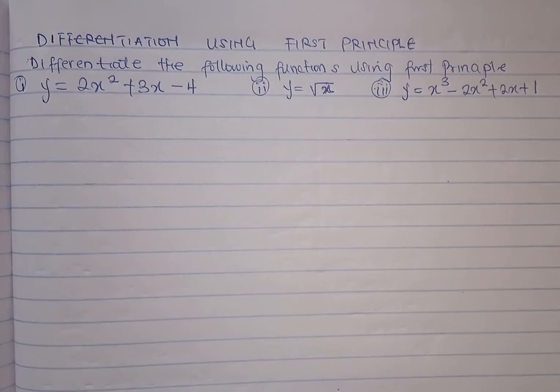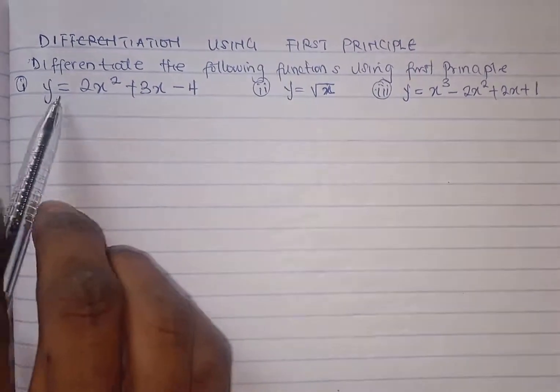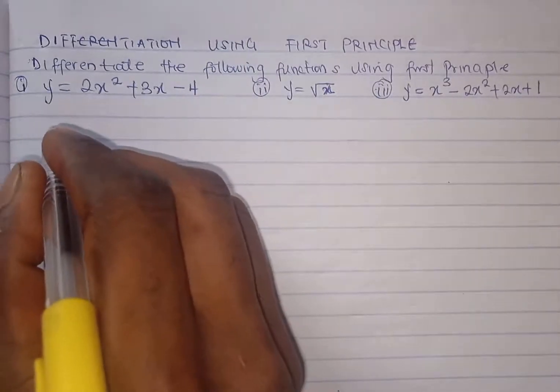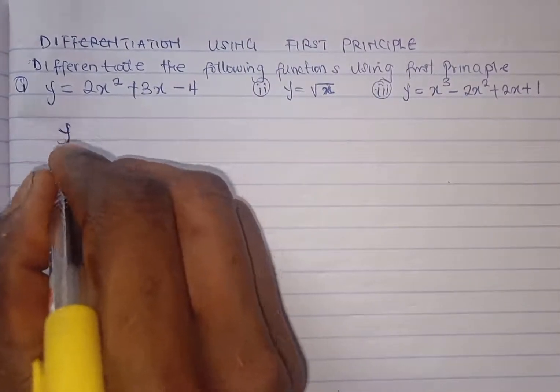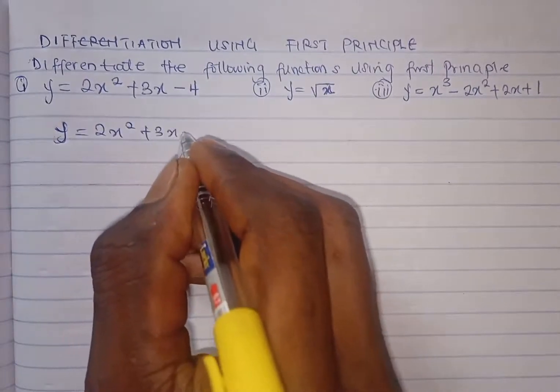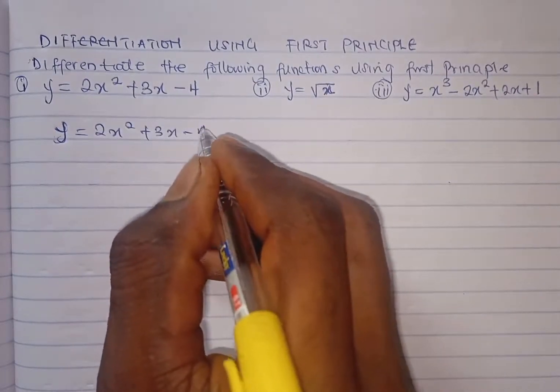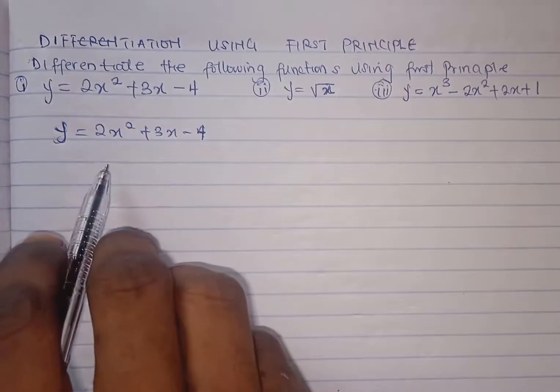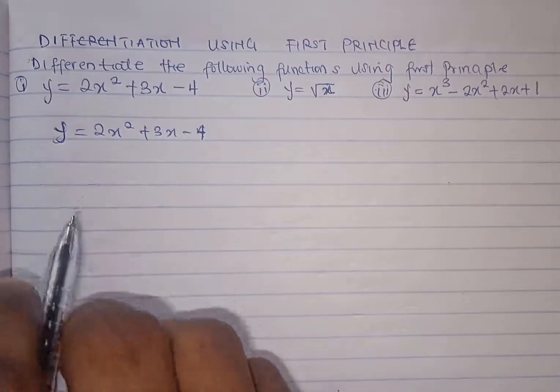Differentiation using first principle. So how do we differentiate using first principle? It's a very simple thing, trust me. For example, let's say you have y equals 2x squared plus 3x minus 4. What you have to do is differentiate this using first principle.